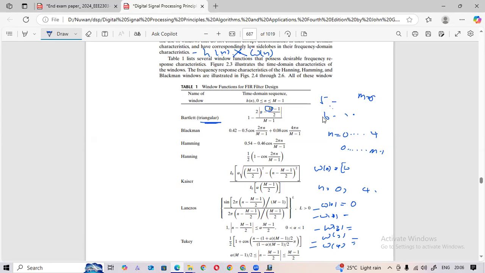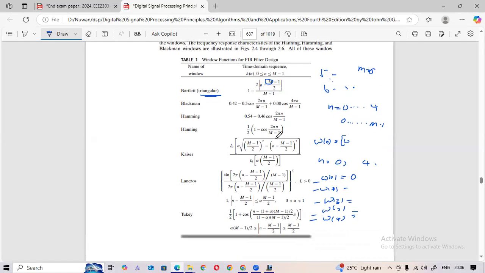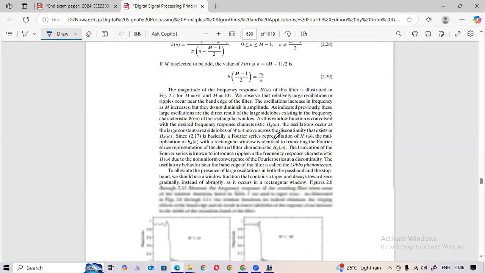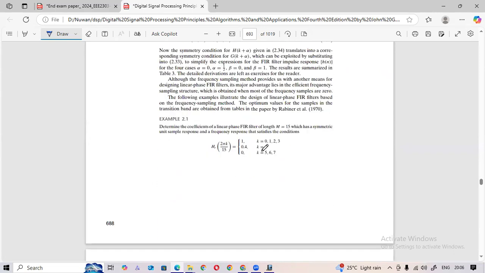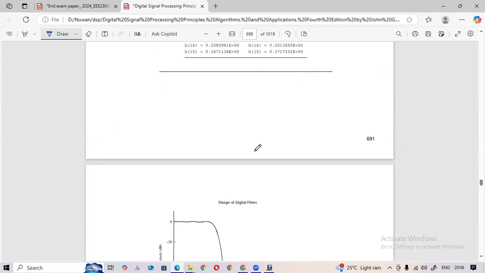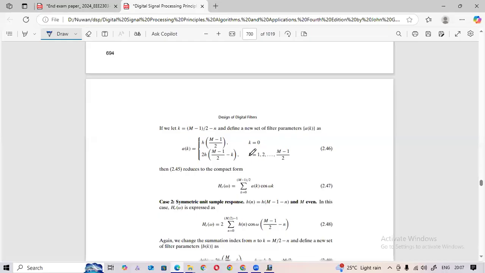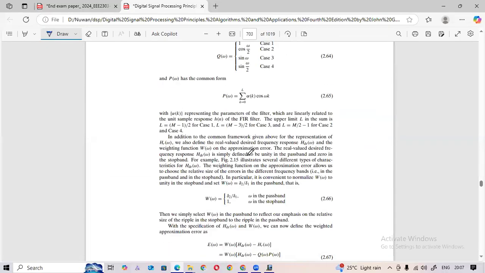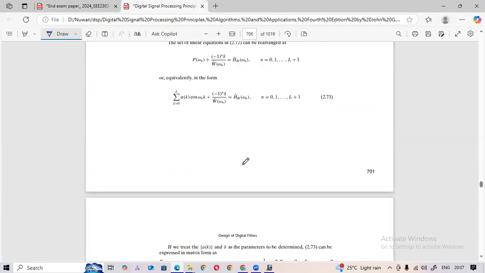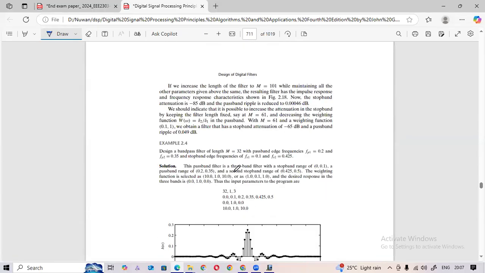Then you can calculate the appropriate Hn value. These are the FIR filter Hn values. So that is what you need to do. Okay. So I think it is not much difficult. I hope you could do this also. Example.